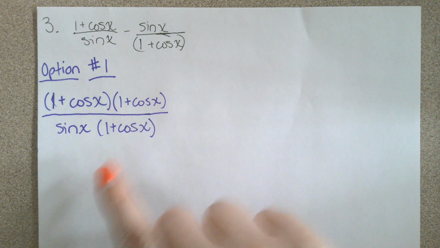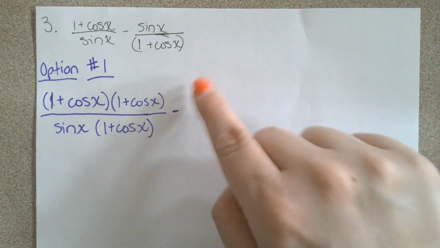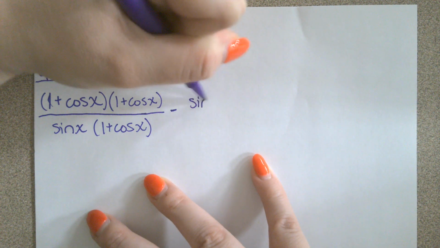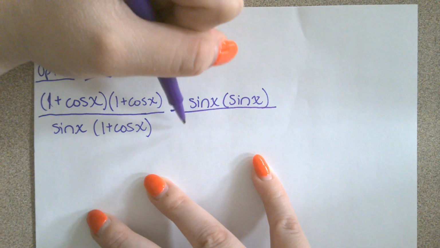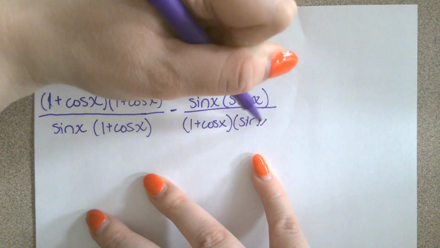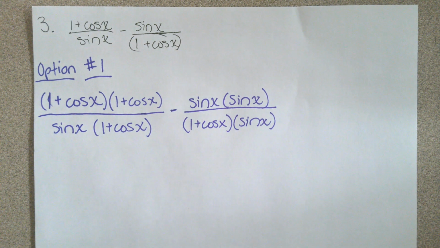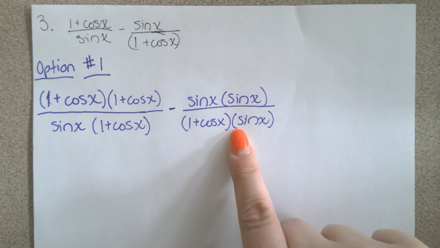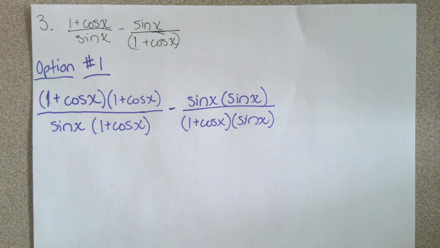Now, a reminder, do not cancel these out. That is very tempting. That would just undo the work I just did. Minus, now the other fraction needs to get multiplied by the other denominator, sine of x. So we have sine of x times sine of x over 1 plus cosine of x times sine of x. Don't multiply your denominator. Reminder, you don't know whether putting these together or leaving them separate like I have them right now is going to benefit you in the future. So when in doubt, leave them like this, and then if we have to multiply later, we'll multiply later.